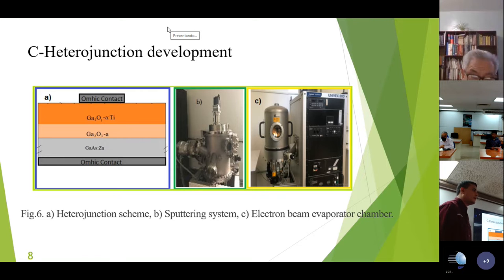Okay. Where is the gallium arsenide, the substrate there? Where is the substrate in this image? The substrate used is gallium arsenide. Yes, but where is it in this figure? This. But it is doped with zinc. Yes. Then this material was processed. It's from fabric.